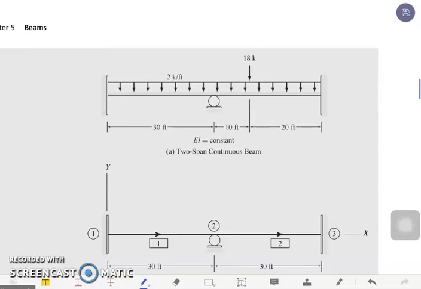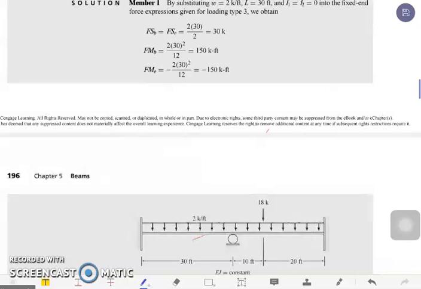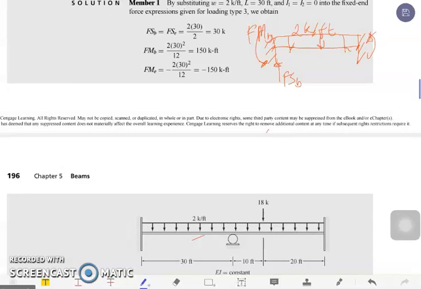For member 1, if we're going to isolate member 1, of course we have to assume that both ends are fixed. It has a uniform loading with an intensity of 2 kips per feet. So if we're going to identify now our forces, you have the shear force at the beginning, the moment force at the beginning, the moment force at the end of the member, and the shear force at the end of the member.